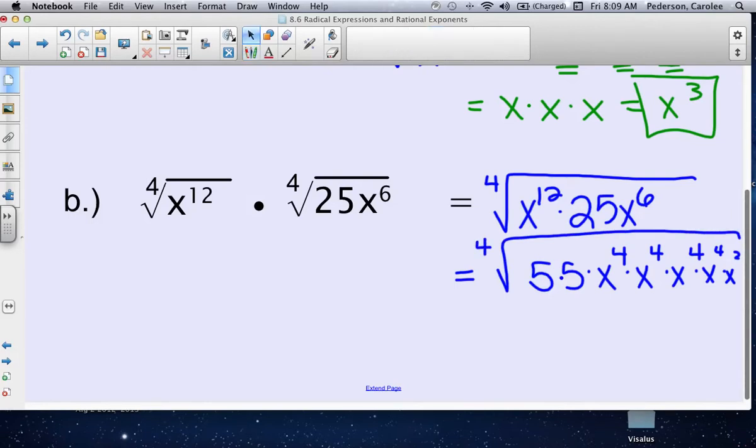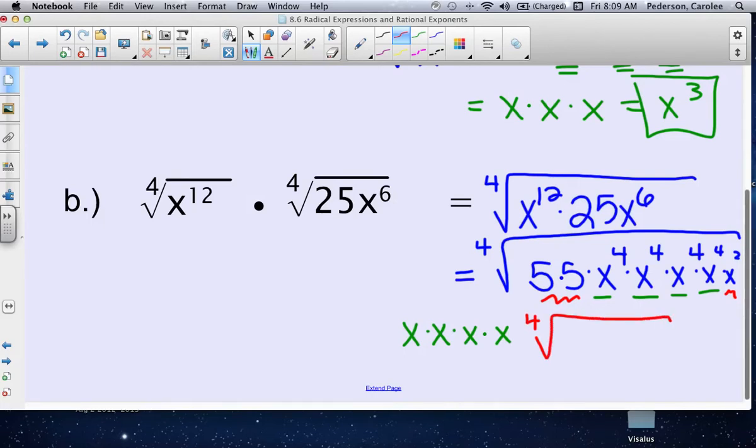Now we look for groups of 4. So x to the 4th under the 4th root is an x. Another x to the 4th with that 4th root is an x. Now we have 2 more. The other pieces, the 5 and the 5, and the x squared, are not large enough. There are not 4 of them, so they stay back underneath.